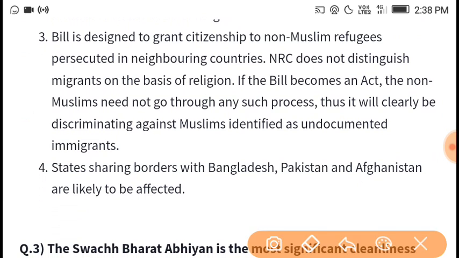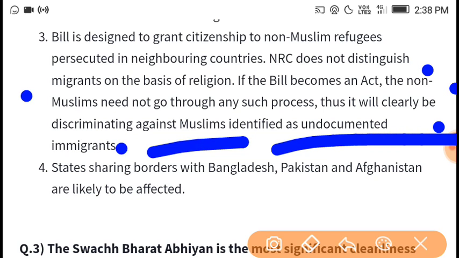The NRC does not distinguish migrants on the basis of religion. If the bill becomes an act, the non-Muslims need not go through any such process. Thus, it will clearly be discriminating against Muslims identified as undocumented immigrants.